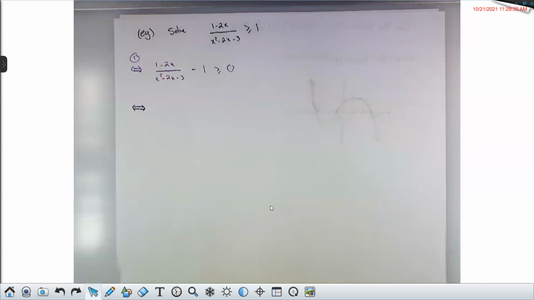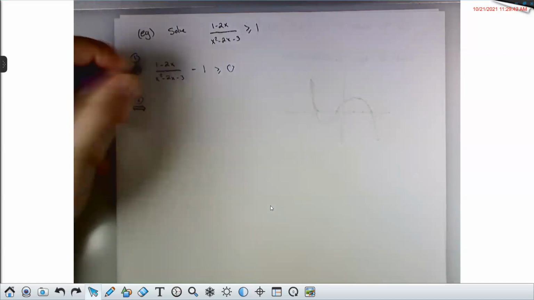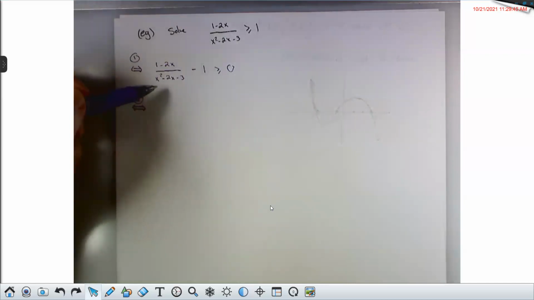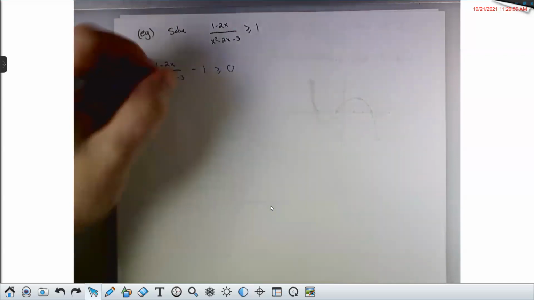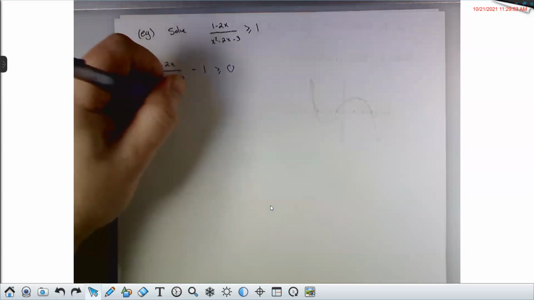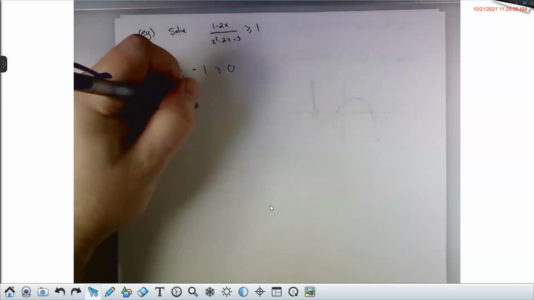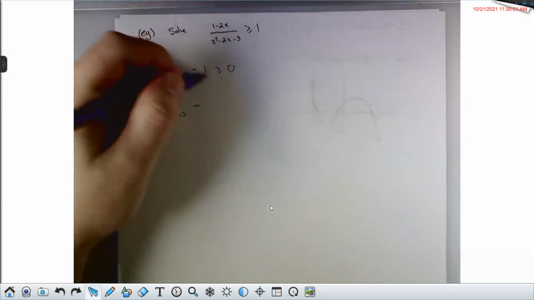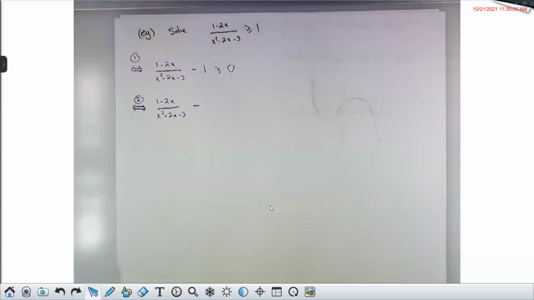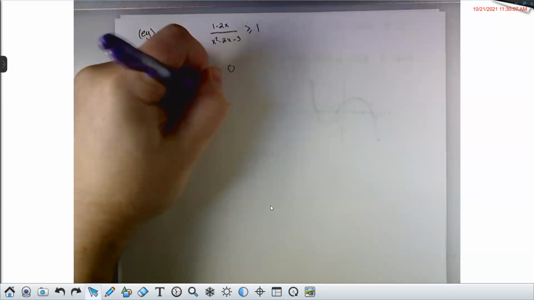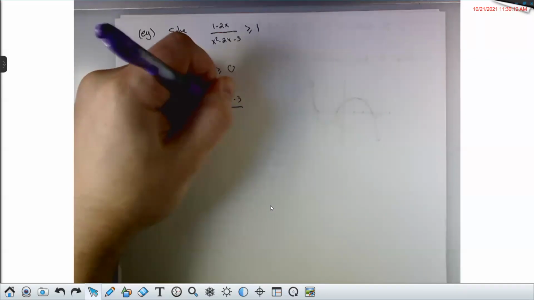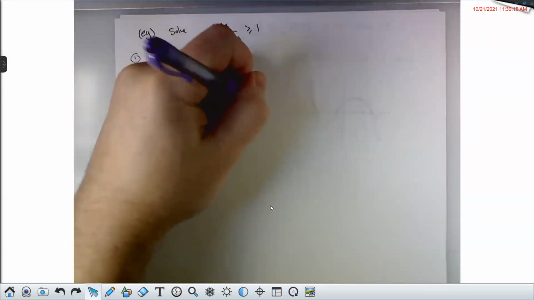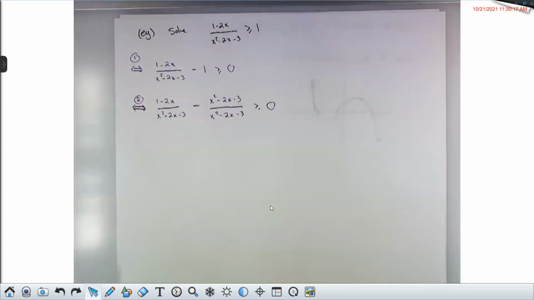Needs a common denominator now. Good. So my goal is to write this all as one big fraction with everything factored top and bottom. In order to get there, I need to have a common denominator between these two pieces. So (1 minus 2x) over (x squared minus 2x minus 3) stays what it is. And then this 1, I multiply up and down by this denominator to give it the same denominator. So it's going to be minus (x squared minus 2x minus 3) over (x squared minus 2x minus 3). And this is all still greater than or equal to 0.